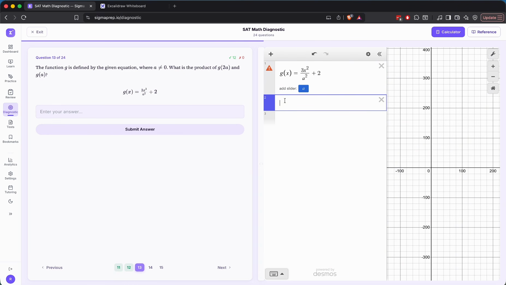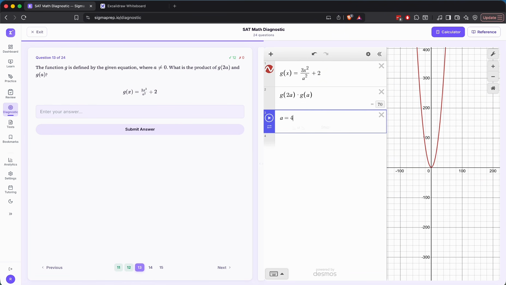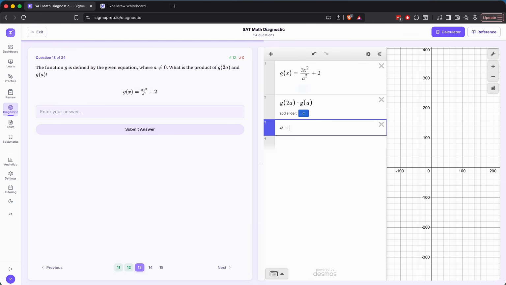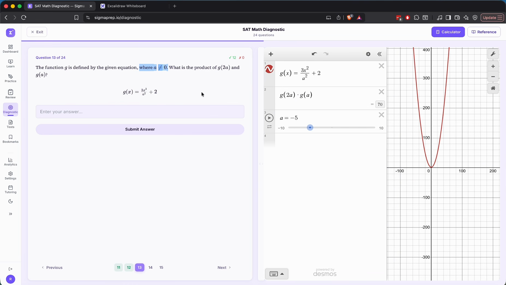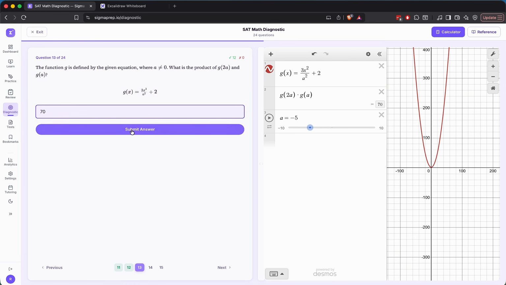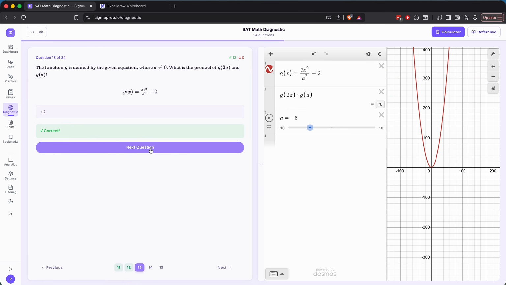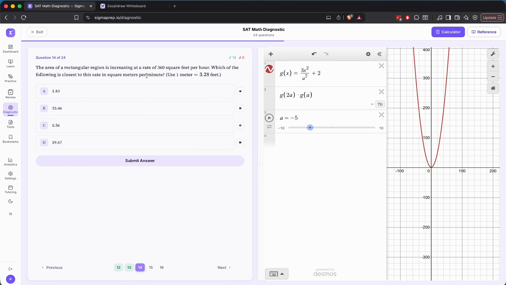So here you see, obviously I can't just ask it what's the product of g(2a) times g(a), because it doesn't know what a is, right? We solve that in a really easy way. We just tell it a is a number, and you see I get my answer, it's 70. And you can see I can change it to 3, I can change it to -3, I can change it to -5, because the condition is just a cannot be 0, right? But we always get 70. So just know when you can plug in for those constants, it'll make your life easier.